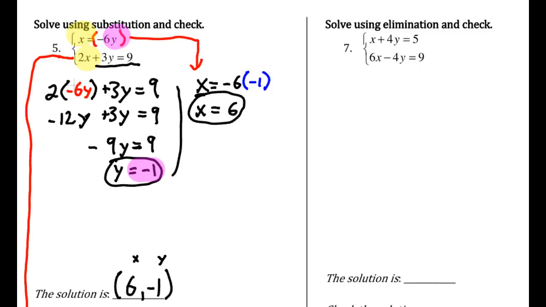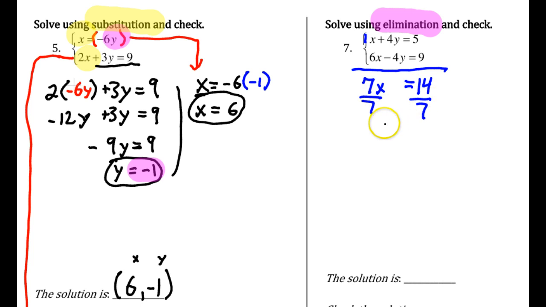So here we did substitution, and here we're going to do elimination. You must do the method they give you. So you might look at this and say, well, I could subtract 4y and do substitution, but do follow the directions. All right, and anyway, this is already set up for elimination. They're both in standard form, and we have a 4y and a negative 4y, so it would be the faster way. So we have 1 plus 6, 7, equals 5 plus 9, 14. Okay, see how fast it is with elimination?